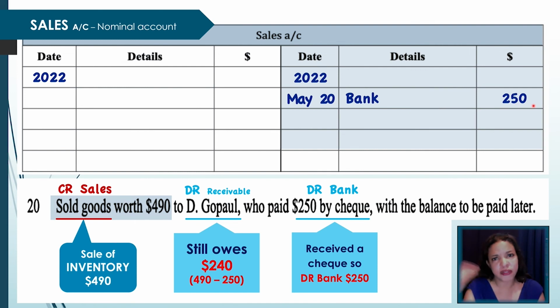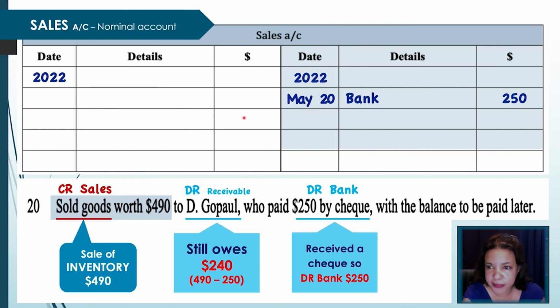Just ask yourself these questions, because it's basically reality. You just think it's a language. How much did we receive? 250, because we did not receive 490. And I saw some people put 240, but did we receive 240? No, it says it here, 250.